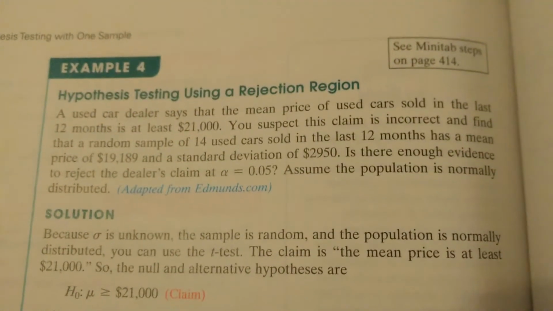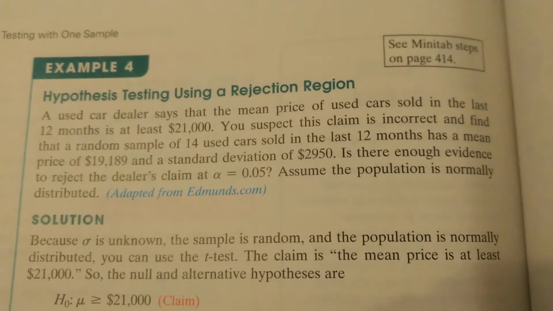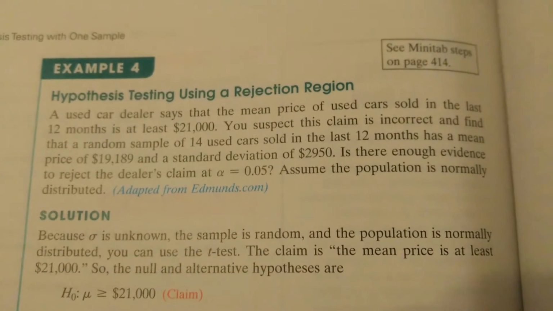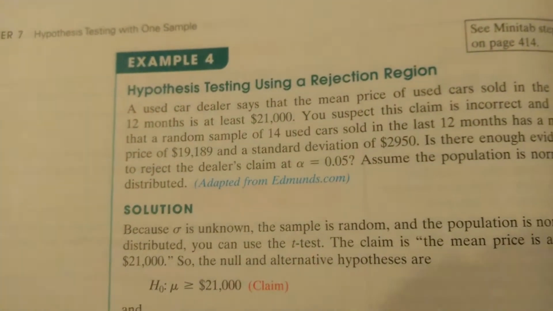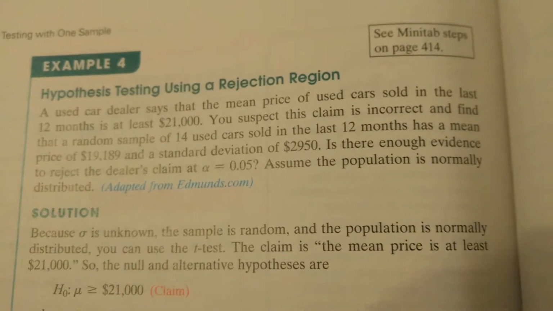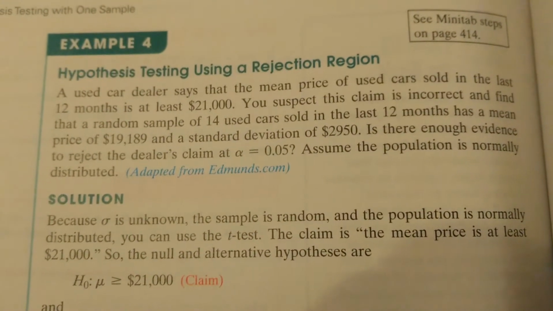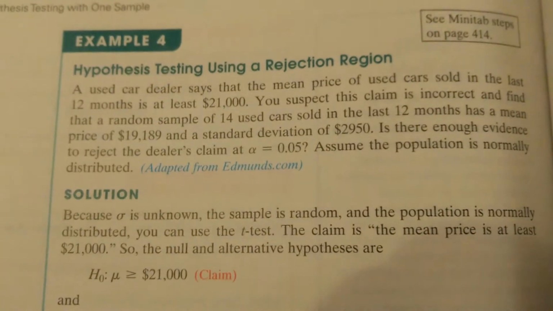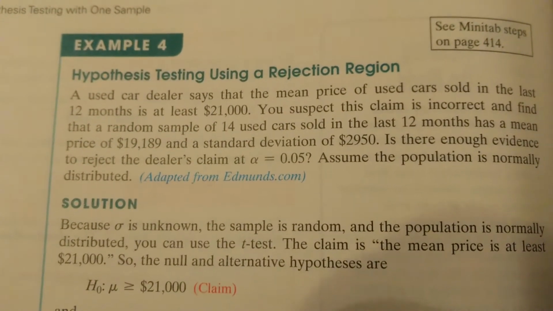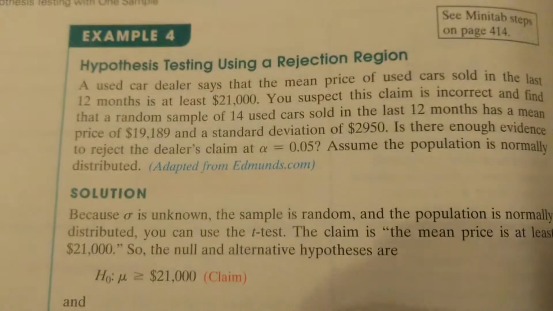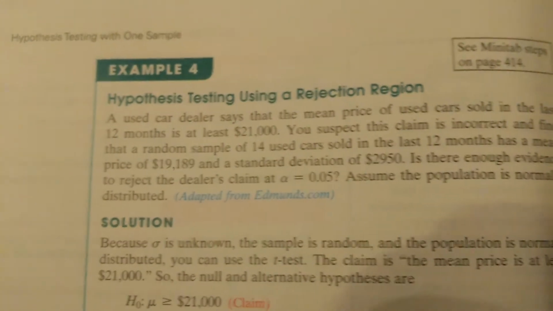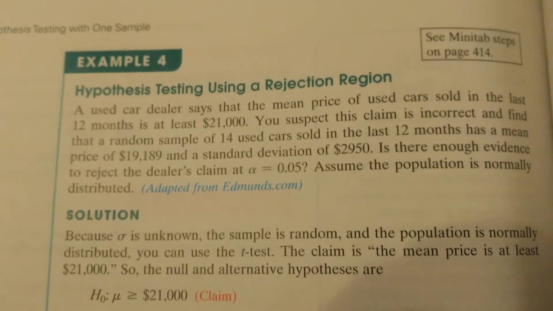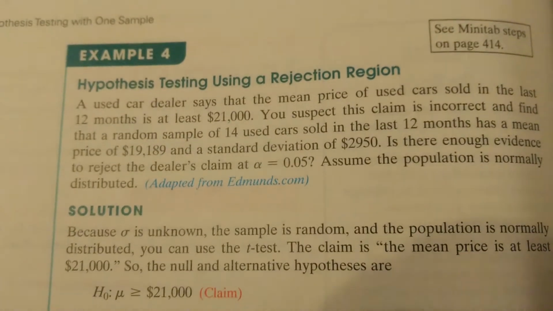Reading the rest of the problem, it says you suspect this claim is incorrect. You find that a random sample of 14 used cars, here's our n, sold in the last 12 months has a mean price of $19,189, which is our x bar, standard deviation of 2,950. That standard deviation is a sample standard deviation because it doesn't say it's a population standard deviation. Is there enough evidence to reject the dealer's claim at alpha 0.05?